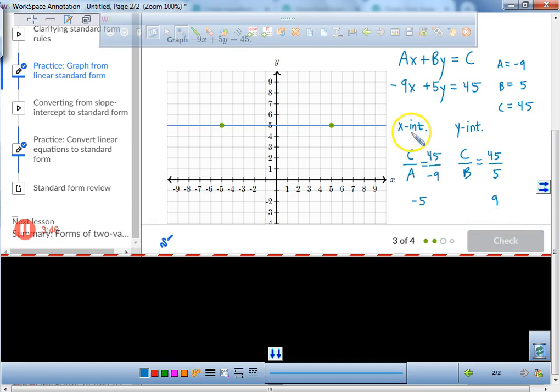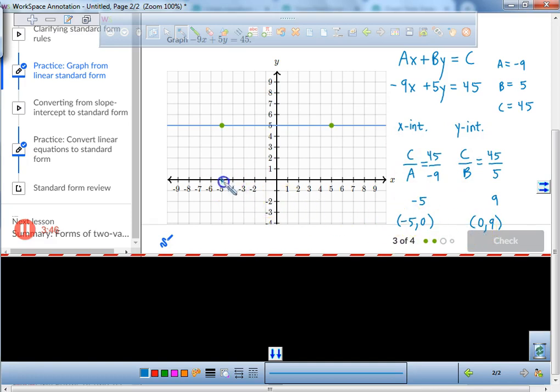Now, if this is our x-intercept, we have to put the -5 where the x's go. And if that's our y-intercept, we got to put the 9 where the y's go. So remember, your x-intercept, your y value will always be 0. Your y-intercept, your x value will always be 0. So now I got to plot these.